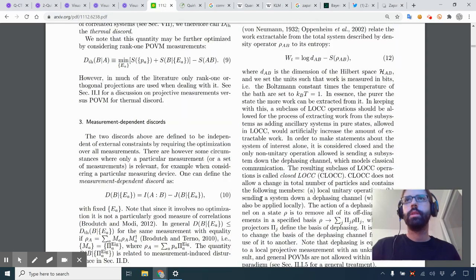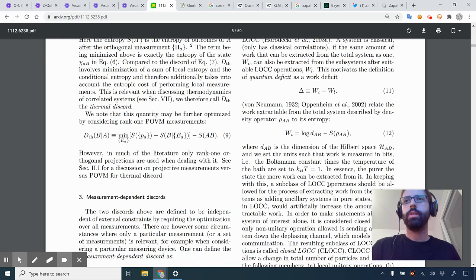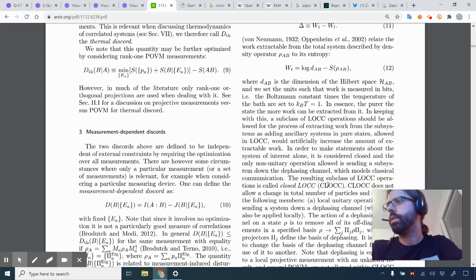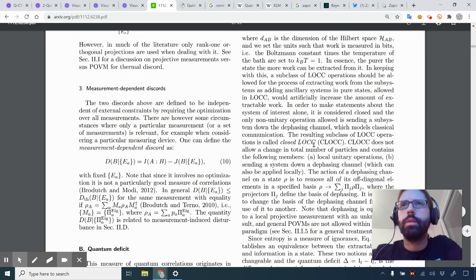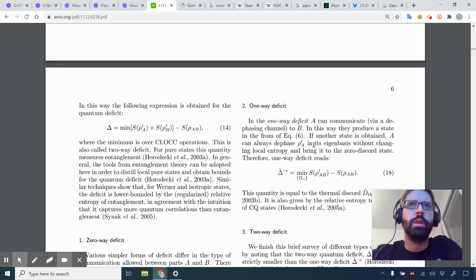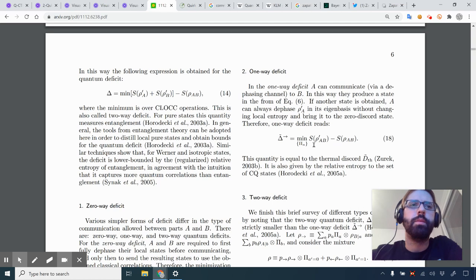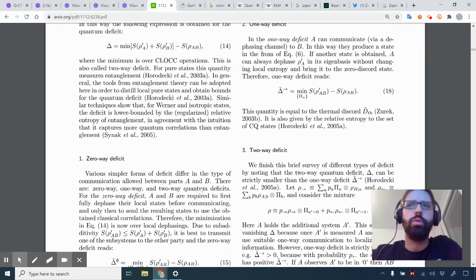Trying to find, let me read quickly, just skim this. Okay, amount of work. This goes too much into quantum mechanics for my taste at the moment. But I guess it's somewhat important. The resulting subclass is called closed log. I don't know, what is this? Zero-way deficit, one-way deficit, two-way deficit. There are zero-way, one-way, what is this?